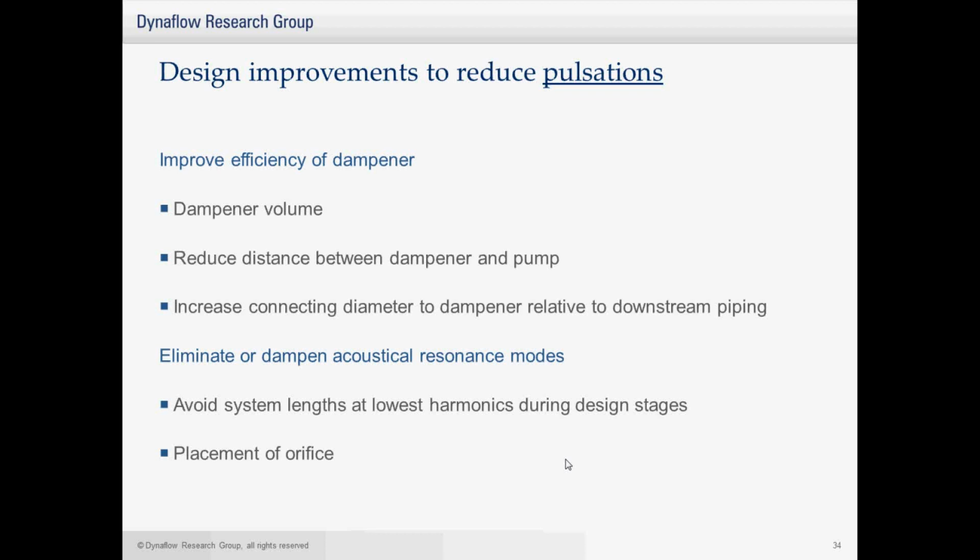So if you have a branched dampener, you want to try to increase the neck of that branch compared to the downstream piping. Another one is to eliminate or dampen acoustical resonance modes. So you want to avoid system lengths at the lowest harmonics. Most of the time you can only do this during design stages. You can also place an orifice, and this sort of breaks a natural frequency of your system by introducing a large pressure drop.